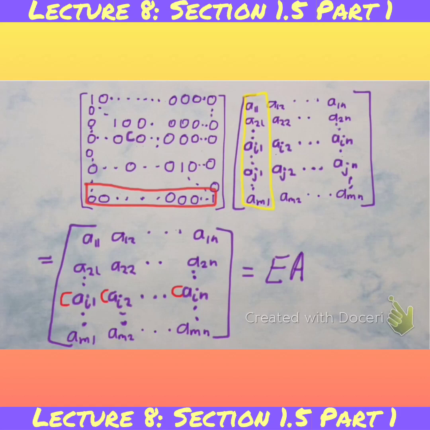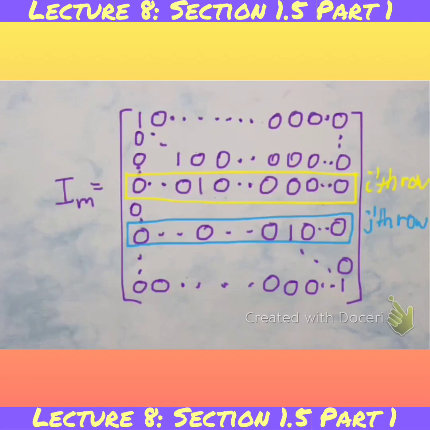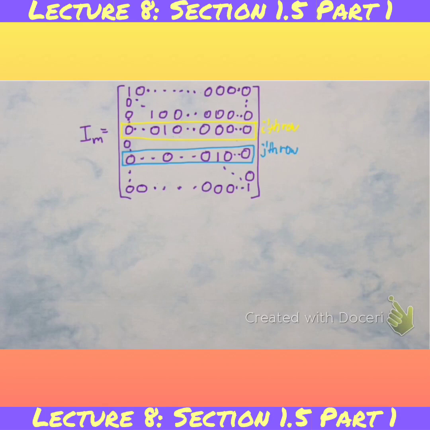Okay, so that was the second operation. Let's look at the last operation. The last operation involved taking a multiple of one row and adding it to the other. So I'm going to take the identity matrix and look at the ith row and the jth row. I'm going to take a multiple of the jth row and add it to the ith row. And in doing so, I'm going to change the identity matrix into an elementary matrix.